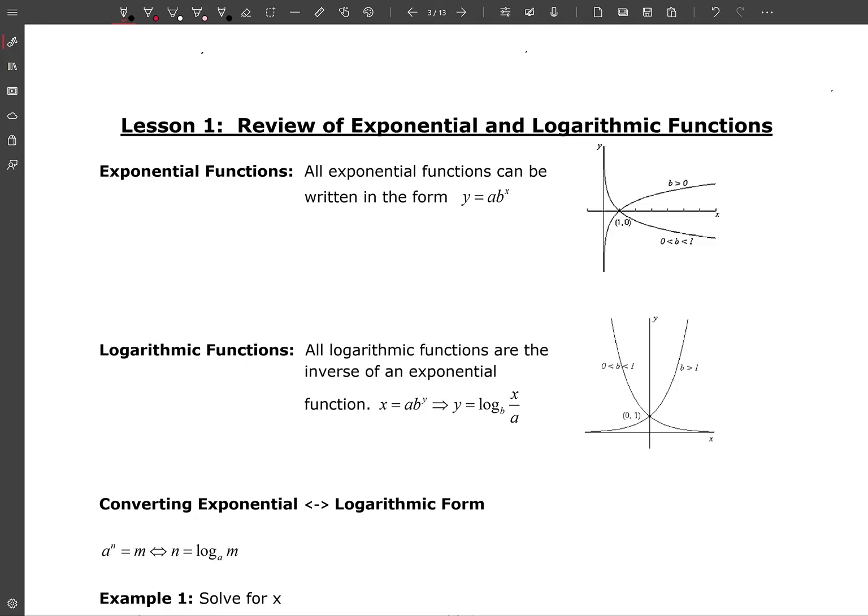First off, an exponential function is basically any function that can be written in the form y equals a times b to the power of x, where a is some coefficient, b is the base, and our variable is our exponent. A logarithmic function is the inverse of an exponential function. So if I have that x is equal to a b to the power of y, then I have that y is equal to log base b of x over a. These should be familiar to you from Math 30.